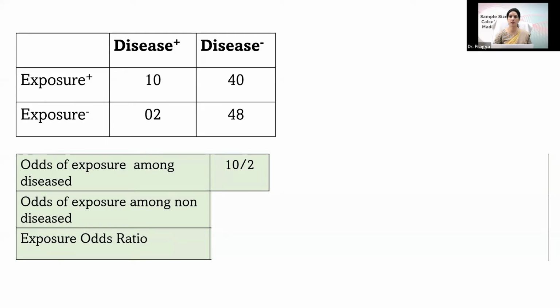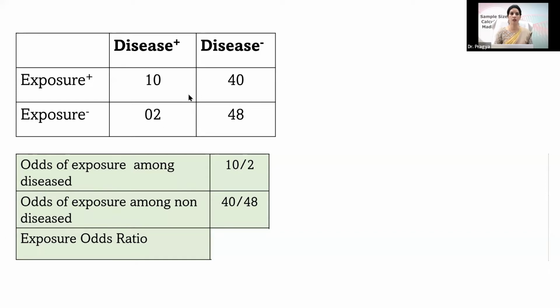Odds of exposure among non-diseased? Yes, it is 40 by 48. See this carefully, odds of exposure among non-diseased. Varun, Pankaj, these are the right answer. It is 40 by 48. Are you clear? Now focus on the vertical. The question is odds of exposure among disease, so you have to see the disease column. The disease is 10 in the exposed one and 2 in the non-exposed one.